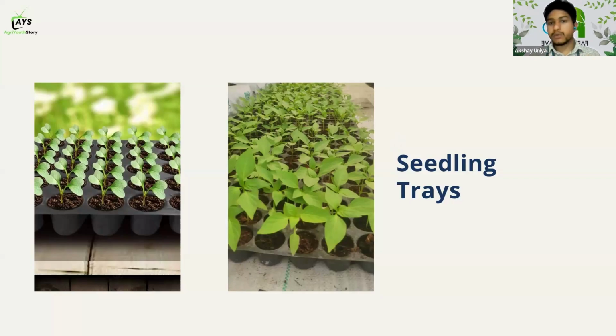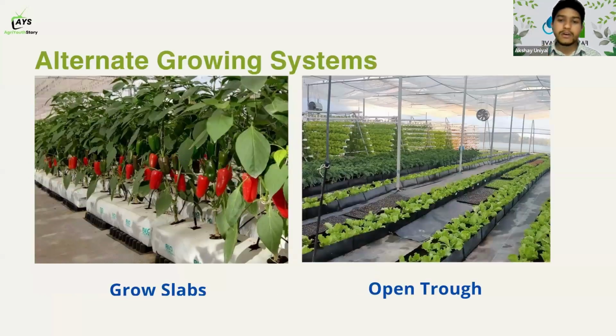So they will be grown inside a seedling tray. Now, there are some alternate growing systems. For the NFT system, I showed you a lot of alternatives: the DWC, the deep water culture, then the floating tray. So these are for small plants.